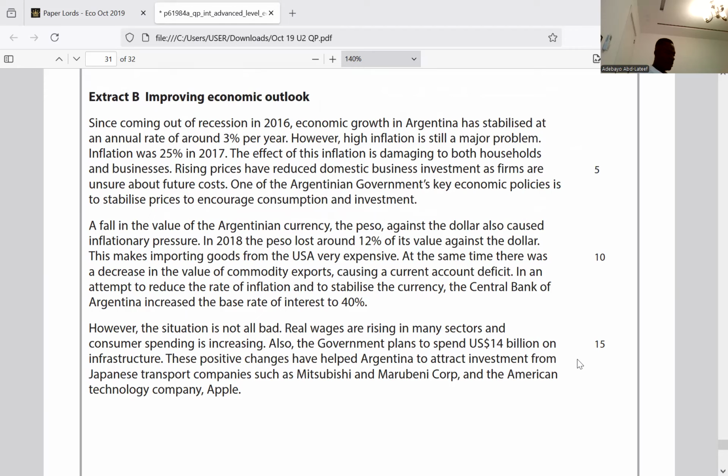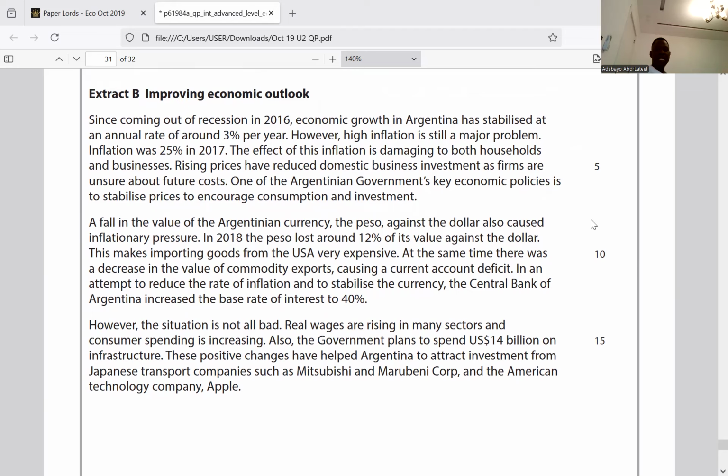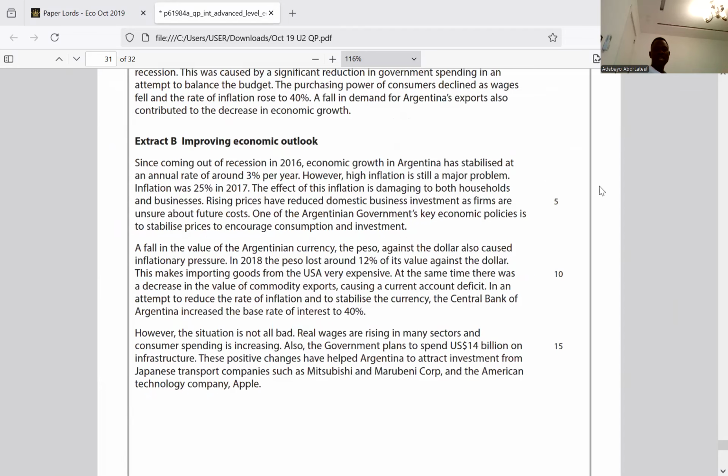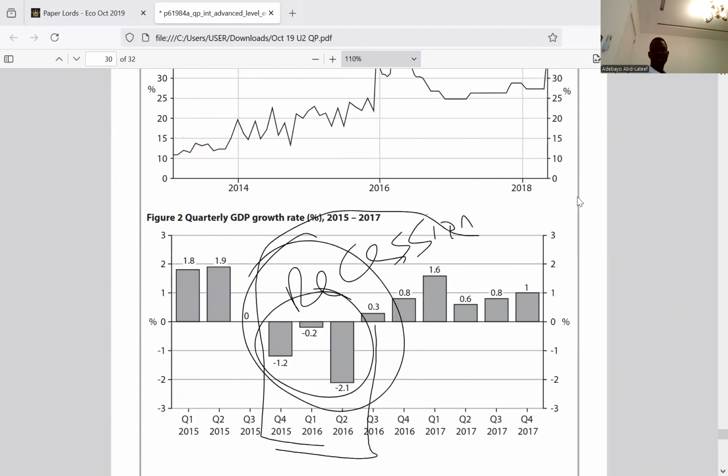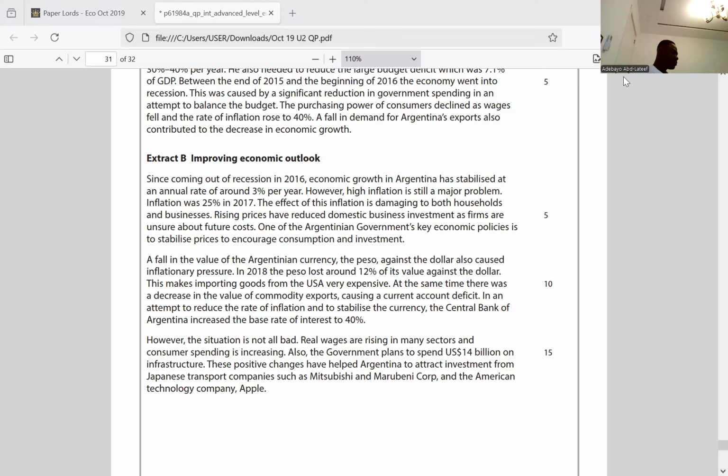Okay, that's done. Go to question E. Extract A and B is used here. So using the extract, discuss policies that the Argentine government could use to increase consumption.